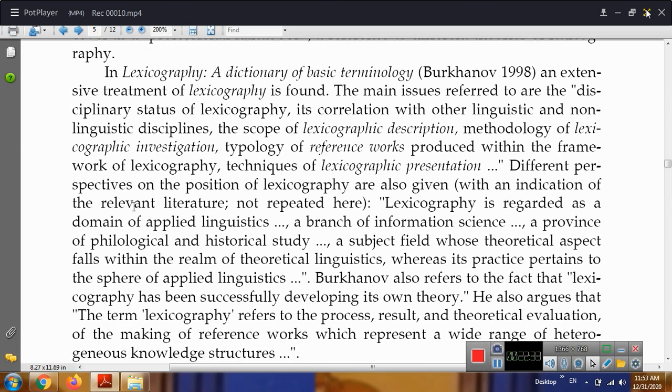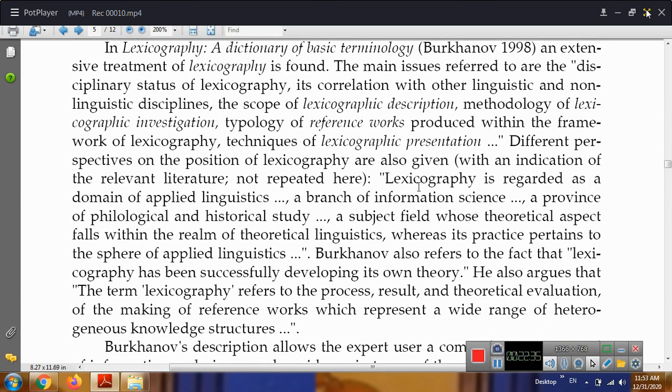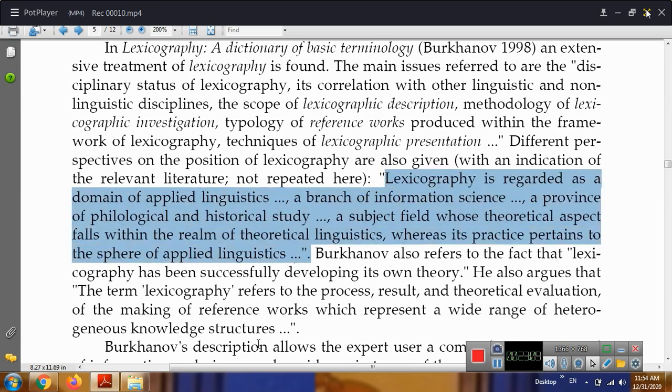Different perspectives on the position of lexicography are also given, with an indication of the relevant literature, not repeated here. Lexicography is regarded as a domain of applied linguistics, a branch of information science, a province of philological and historical study, a subject field whose theoretical aspect falls within the realm of theoretical linguistics, whereas its practice pertains to the sphere of applied linguistics. Here you can see the complete definition for lexicography in the parts which are related to it.